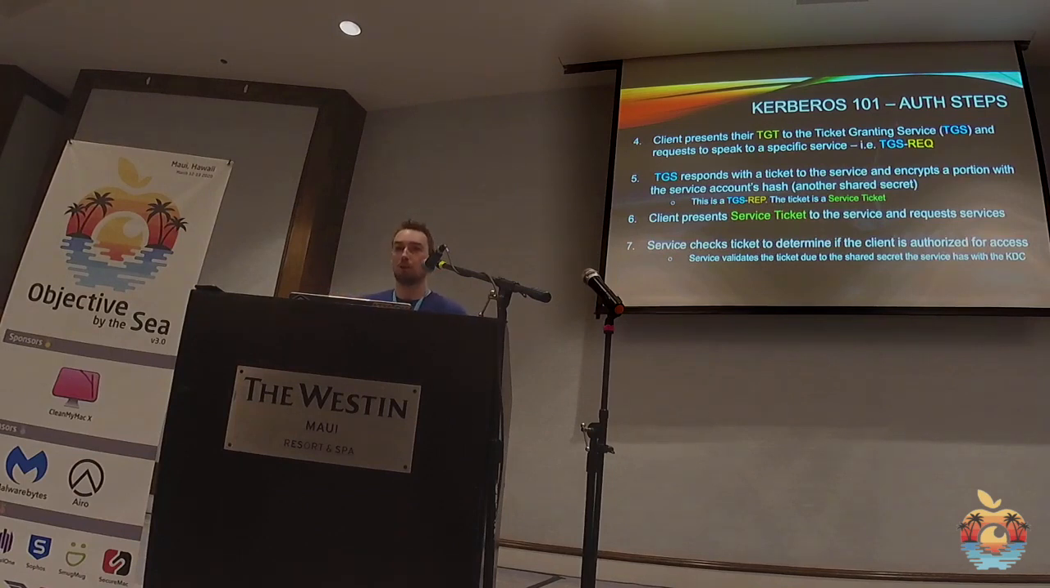Now, you're still trying to do something in this environment. So you go through and you present your TGT to the ticket granting service, TGS, and ask to speak to another service. So this is going back to the authentication server, back to this area. You're saying, all right, I am proving I am who I say I am, and I want to, I don't know, mount this drive on this other computer. So it's looking up that service, you're requesting access to that service.